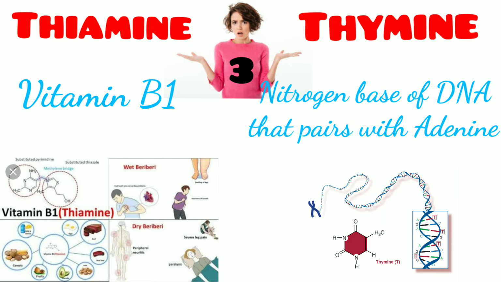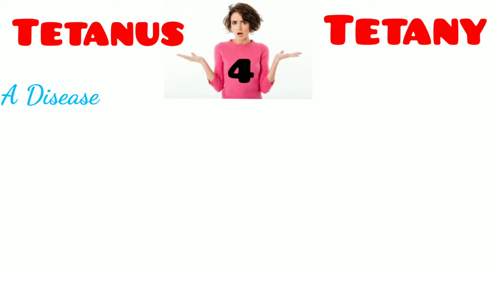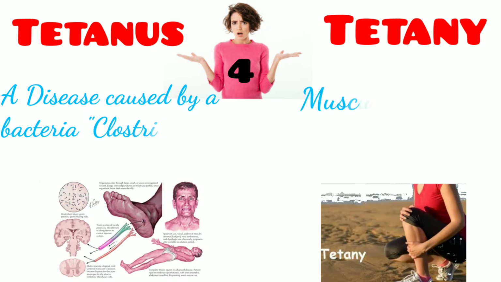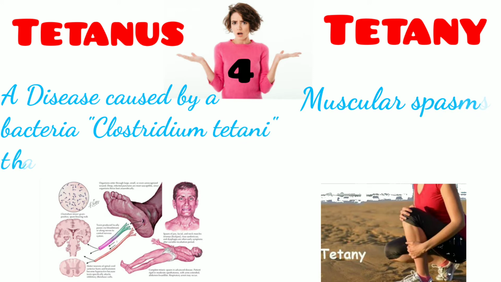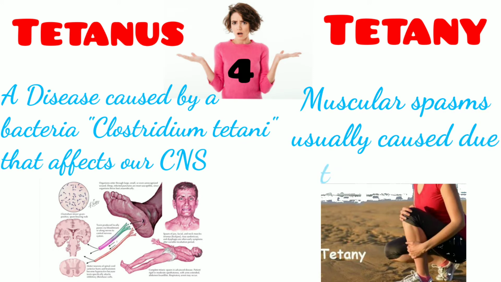Okay? And the third pair of words is tetany and tetanus. Well, one is a disease while the other is a muscular spasm. If you see the word tetanus, it is a disease caused by the bacteria Clostridium tetani that affects our CNS, while tetany is a muscular spasm that is caused due to hypocalcemia. Now how to remember it?